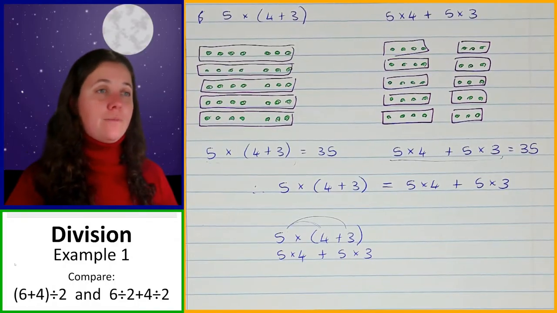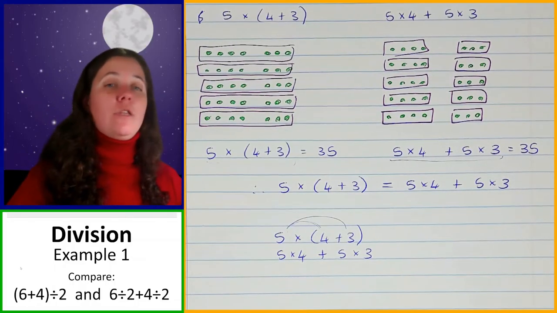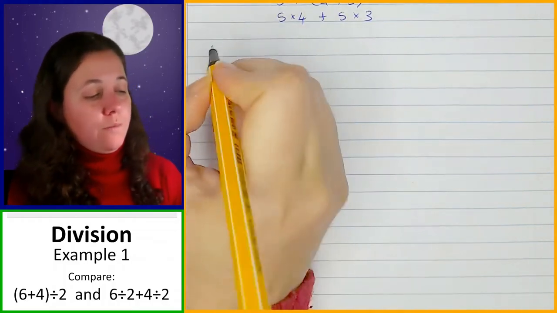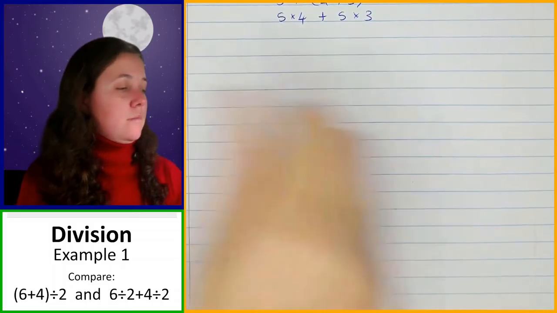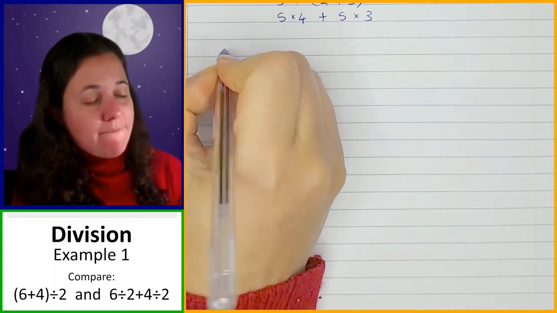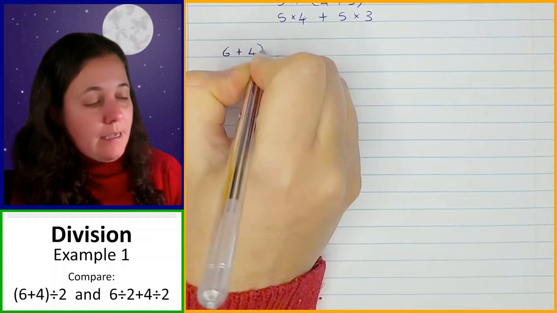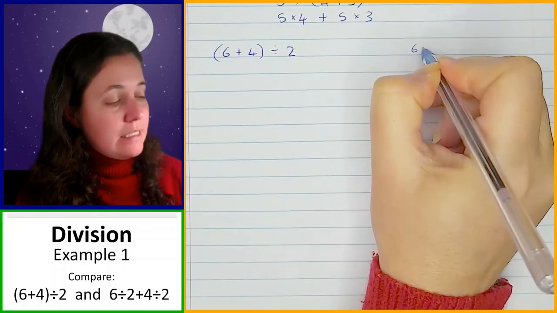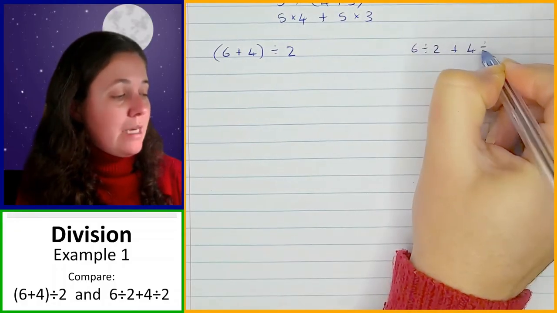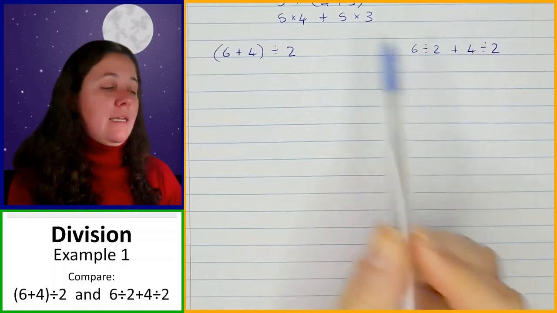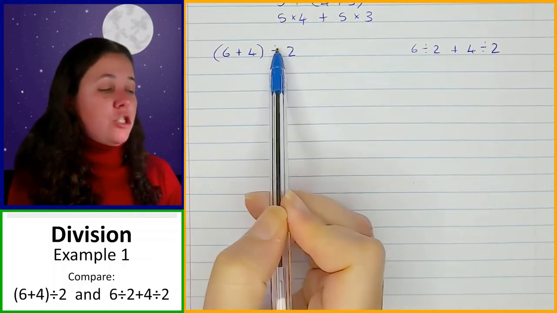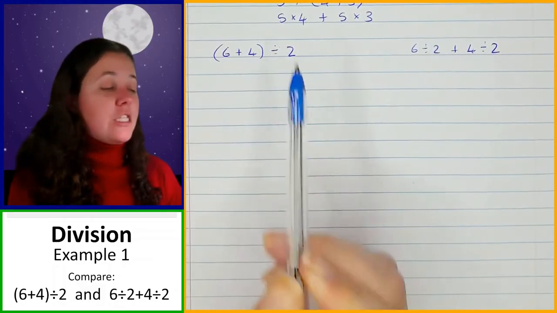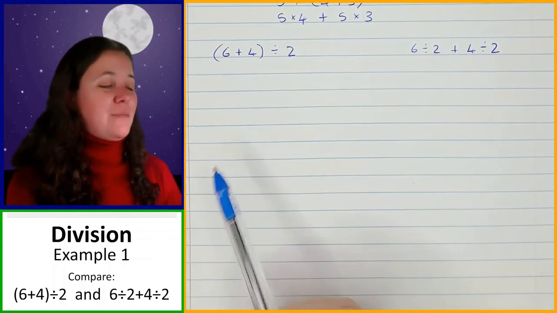So if I give you the example that you've got over here, it is 6 plus 4 in brackets divided by 2, and then I've got 6 divided by 2 plus 4 divided by 2. So if you look over here, what's been done is this division has been distributed into the brackets, and I've taken each thing inside the bracket and I'm dividing it by 2. So that is how the distribution is being done here.